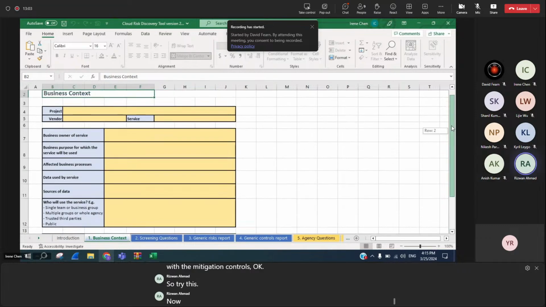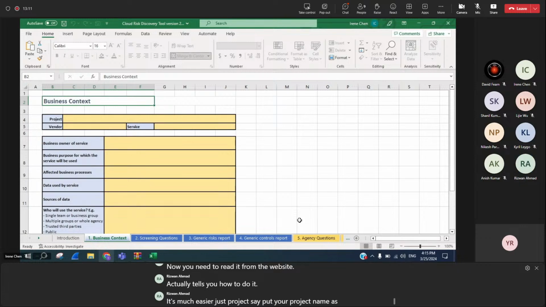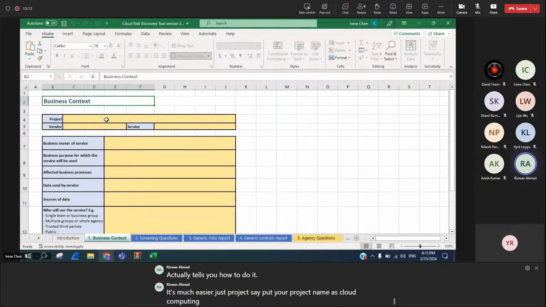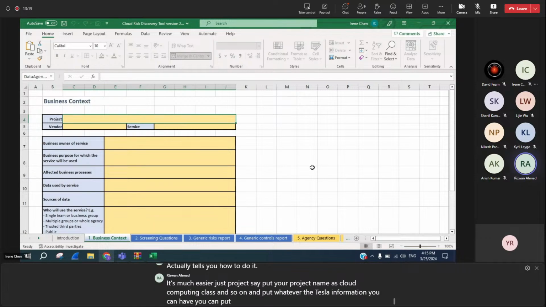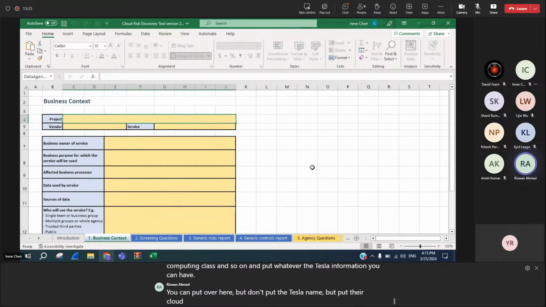Now you need to read it from the website. It actually tells you how to do it. It's much easier. Just put your project name as cloud computing class and so on, and put whatever Tesla information you can have over here, but don't put the Tesla name, put their cloud services.